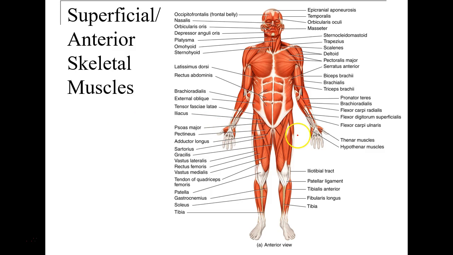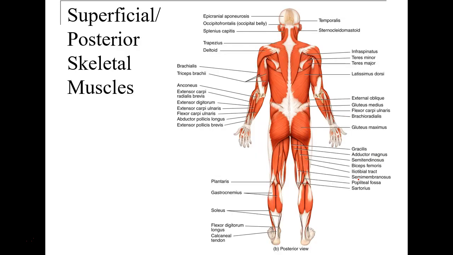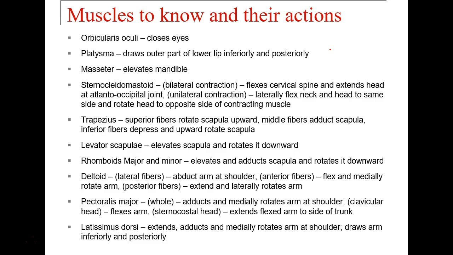Here is a look at superficial anterior muscles. We'll be naming a few to take a look at. The posterior side of the body, there's quite a few as well. So these next 3 slides are muscles that we will be picking out in particular to take a look at.